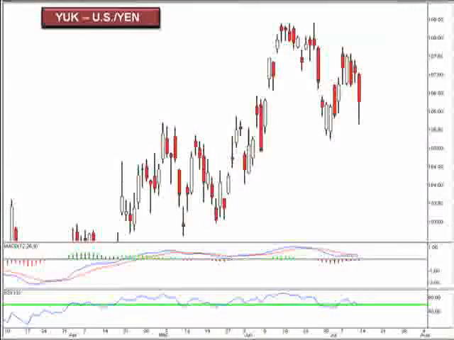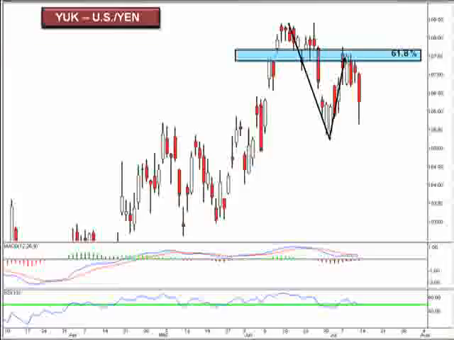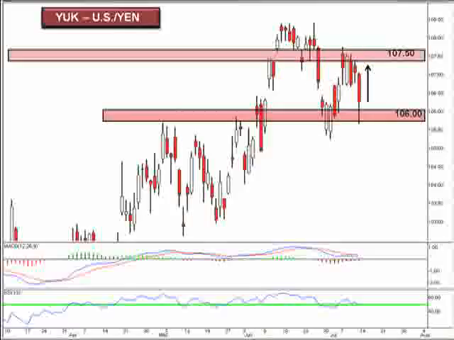Our YUK, our US versus yen, as we suggested, would likely meet with resistance at the 107.5, which it incidentally did. That also represented a 61.8% retracement on the previous move to the downside. We've since seen a push down and a support at the 106 level, and judging by this candle, it looks like the US dollar wants to hold here. Further consolidation would likely result in a retest of the 107.5.